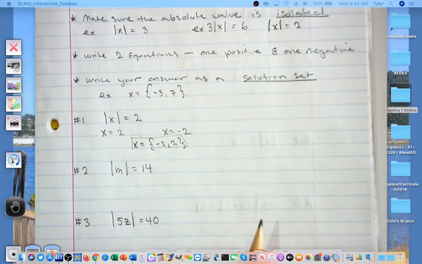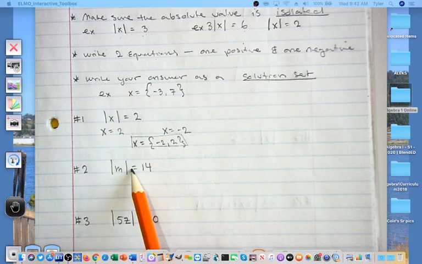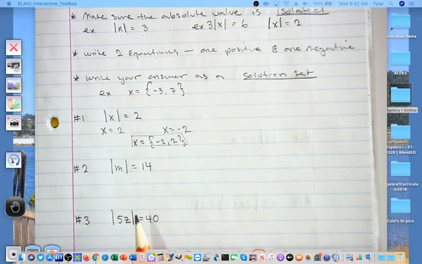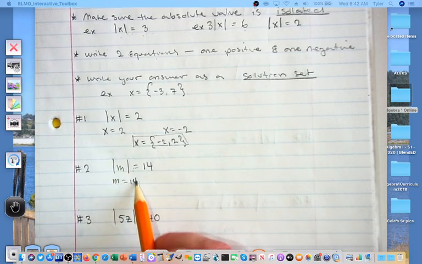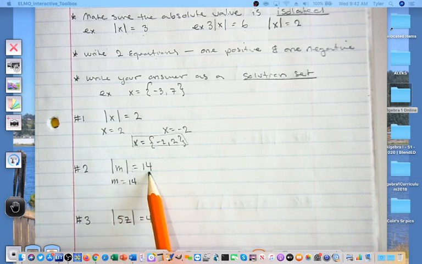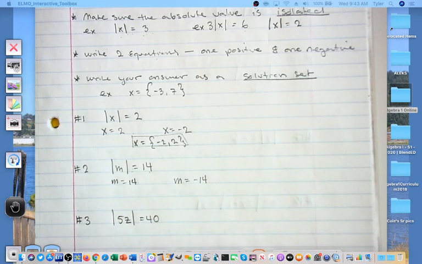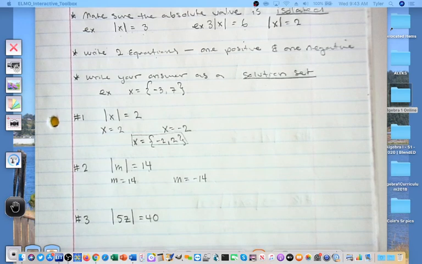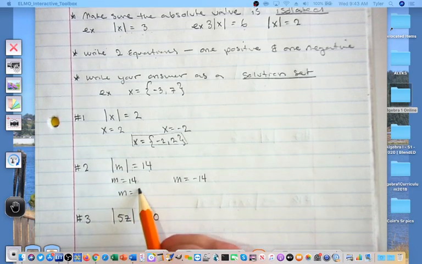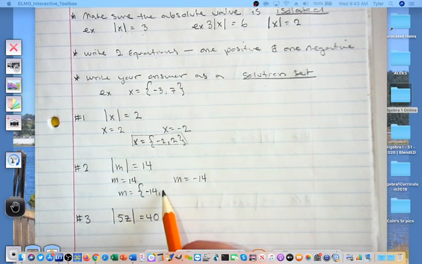Let's do another one like that. I see that my absolute value sign is isolated. There's no numbers on the same side of the equal sign outside of the absolute values. So now I can proceed to write my 2 equations. My positive will be exactly what's written here with no absolute value signs. And now I write my second equation, exactly what's written here with no absolute value signs, but I make this 14 negative. M is equal to -14. There is nothing further that needs to be done to solve those 2, so I will write my final answer as a solution set. So m is equal to the solution set, -14 and +14.